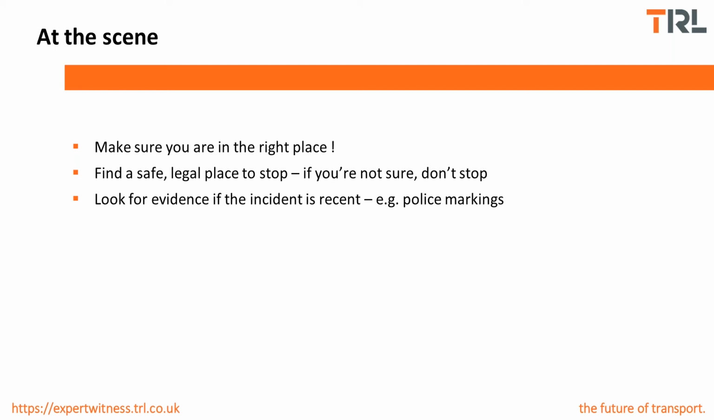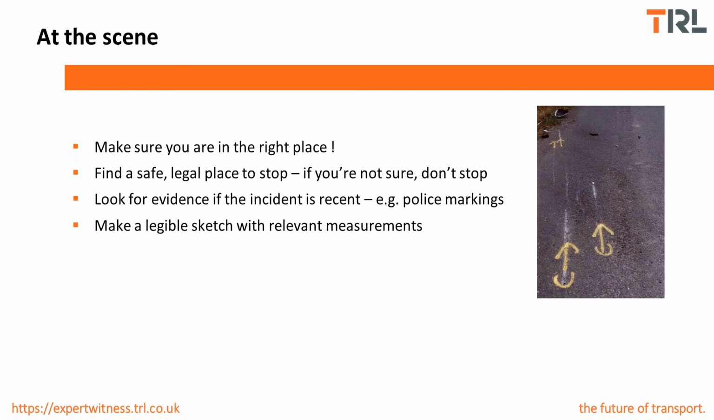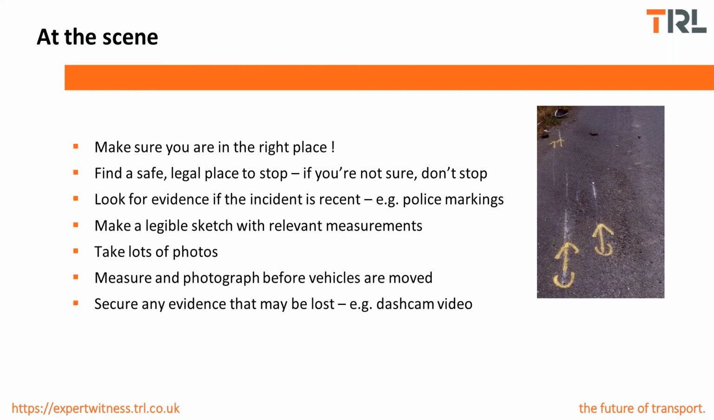If the crash was serious enough for the police to have been to it, they may have left evidence of their examination. For example, the paint marks in this photo, which highlight the position and direction of gouges made in the road surface. Don't worry too much if you see marks and don't know what they mean or why they are there, but it might help later if you do record them. As well as taking photos, consider making a sketch, and I'll talk a bit more about this later.